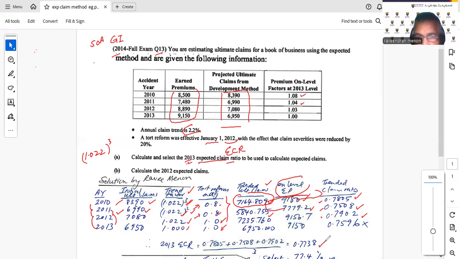0.7738. So I'm selecting a claim ratio of 77.4%. Good. So next, let's move on.